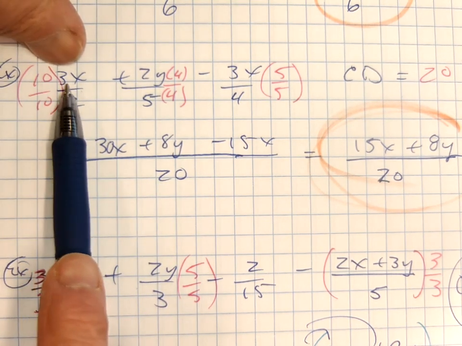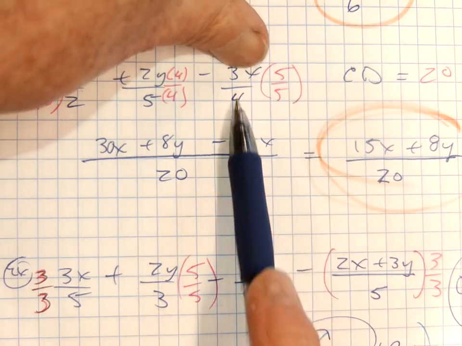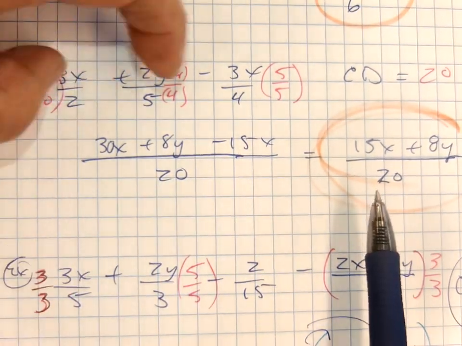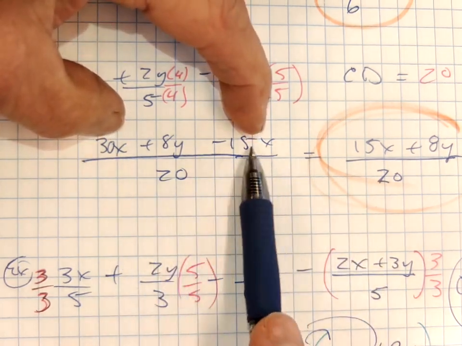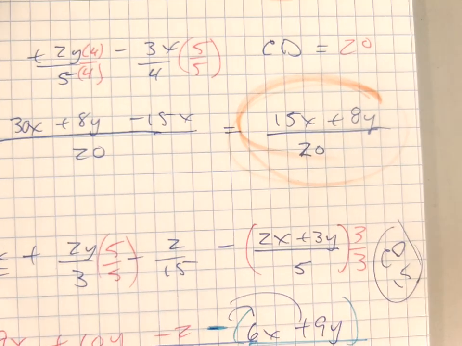So if I multiply by 10, I get 30x. Multiply by 4, I get 8y. Multiply by 5, I get negative 15x. So they all have the denominator 20. I combine x's, 15x plus 8y. That is my answer.